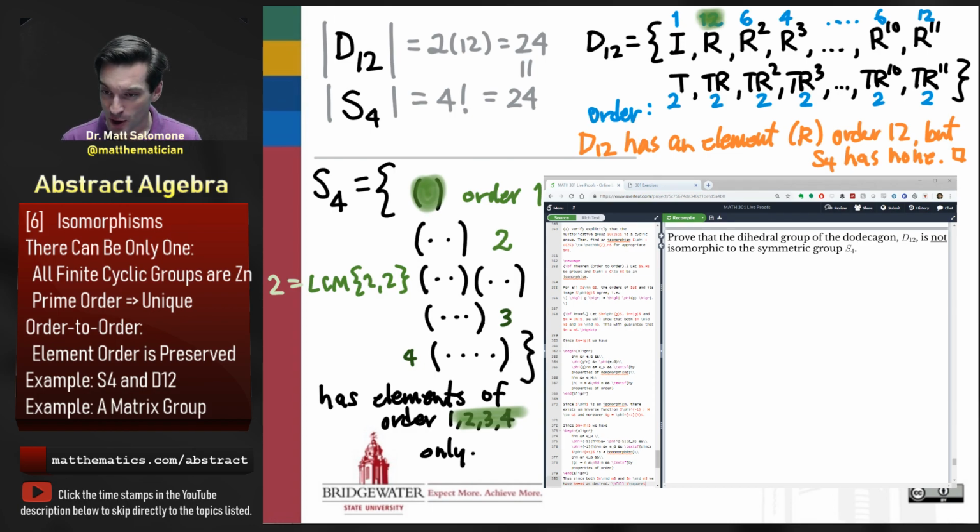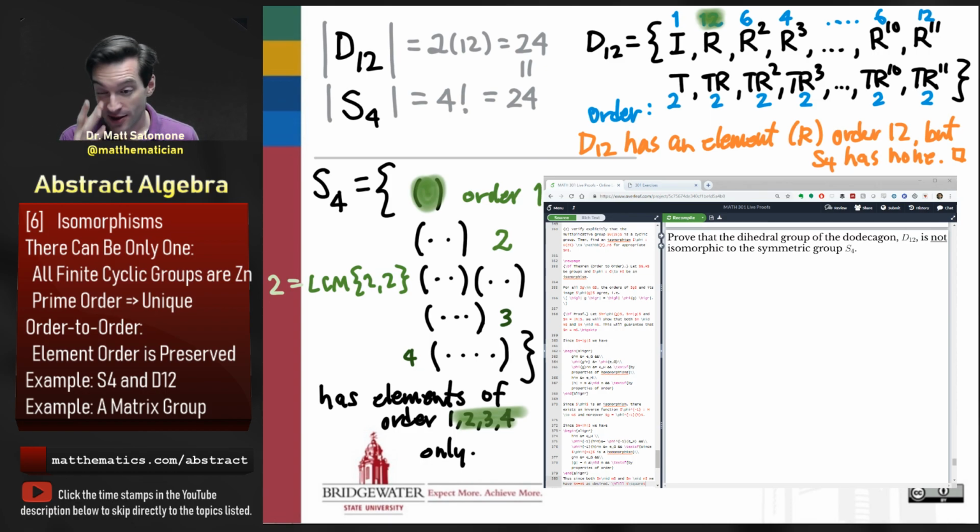So we had to know quite a bit in order to pull this problem off. We had to know how isomorphisms relate groups. In particular, we needed to know this order-to-order theorem that we proved in today's live stream. But we also had to have some really specific knowledge about the algebraic structure of both S4 and D12. So we had to understand how symmetries of polygons work on the one hand, and how permutations of a finite set work on the other hand. So there was a lot that went into this.